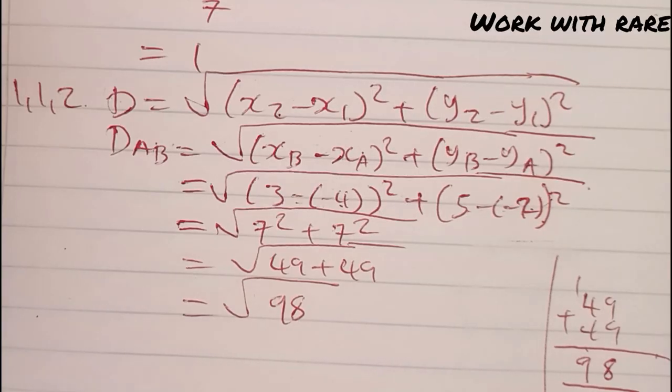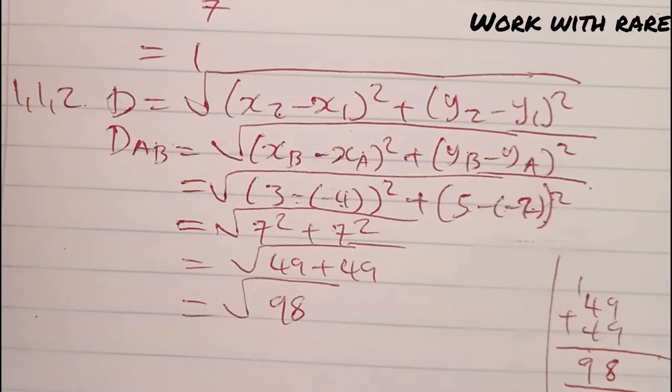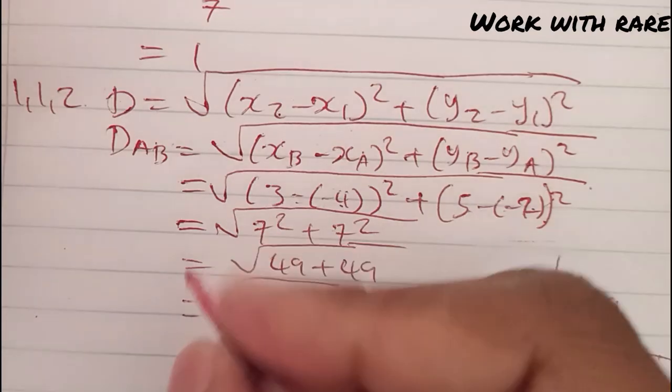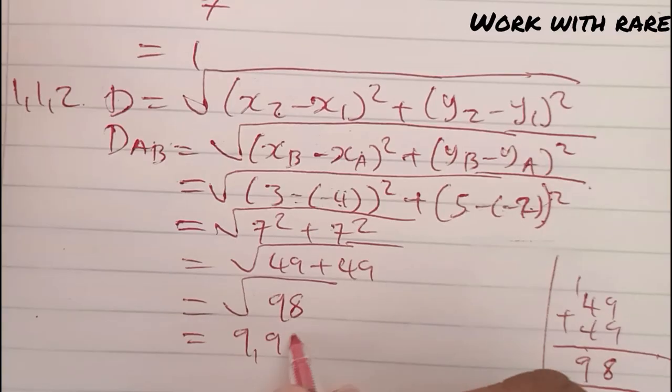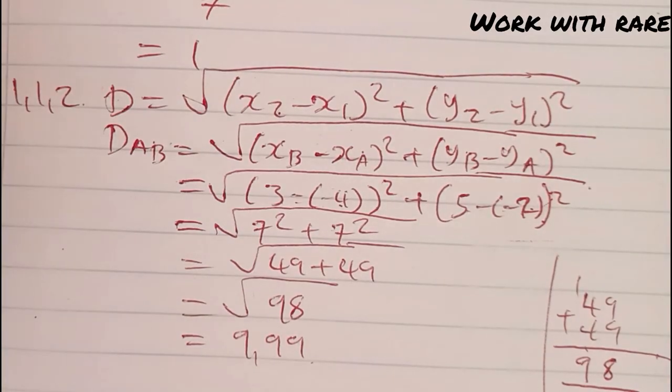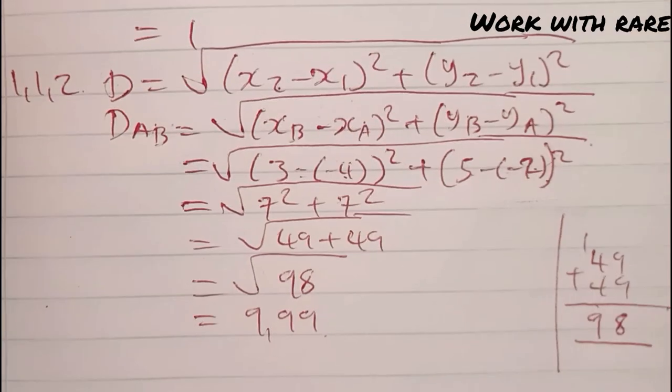The square root of 98 is not a perfect square, so we'll have our answer as a decimal, so you have to press this on your calculator. After you press it on your calculator, you'll find that the answer is 9.90. Remember, you have to round off your answer to 2 decimal places, right? So that's it. Easy, right? Let's move on to the next question.